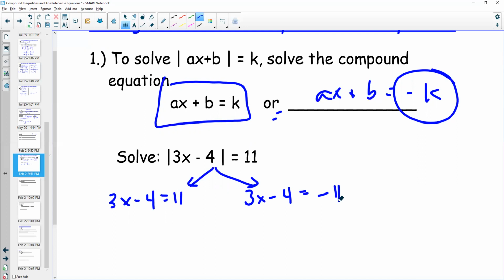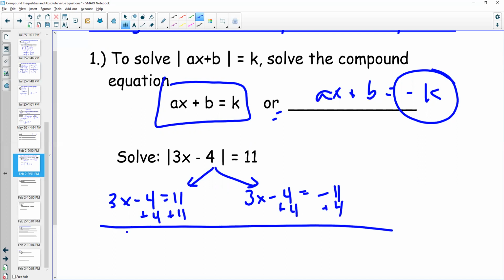So I'm going to solve both. It's going to work basically the same. I'm going to add 4. I get 3x equals 15. And I get 3x equals, pardon me, negative 7, so x equals negative 7 divided by 3.